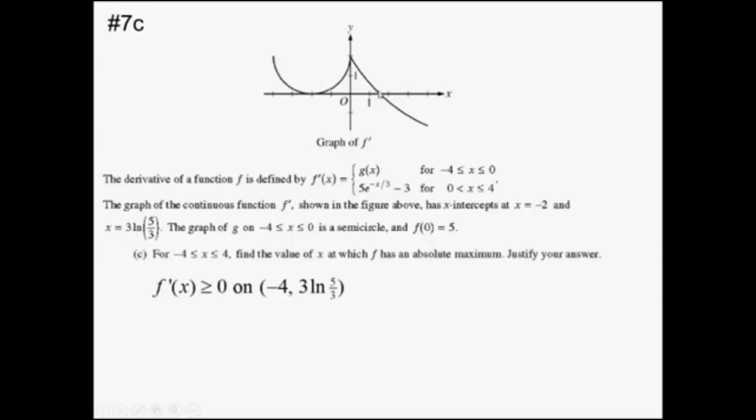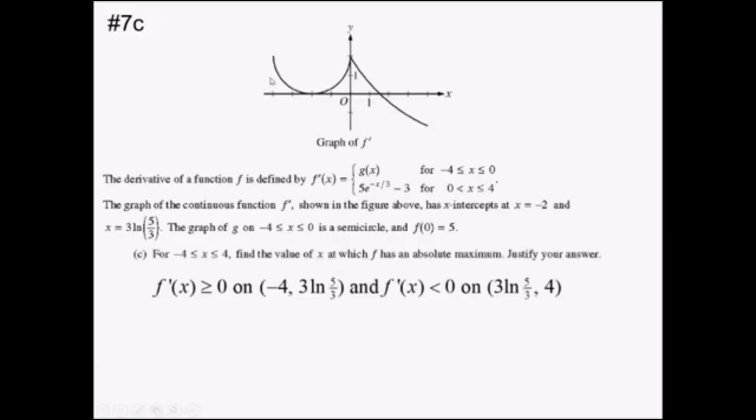So from here to here, our derivative of f is positive, or at least non-negative. This tells us that from this point to this point, f is increasing that whole time, or at least it's not decreasing. It's not getting any smaller. So you've done nothing but increase when you get to this point. After this point, f prime is negative between 3 ln of 5/3 and positive 4. So after this point, f is only decreasing.